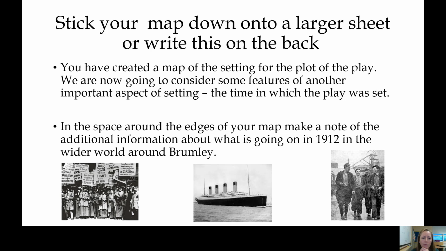So what I want you to do now is use the space around the edges of your map or on the back of your map to make a note about what is going on in 1912. So we know it's set in 1912. What implication does that have? What was going on in 1912 in the wider world around Brumley? There are some clues on the slide to help you. Again, use your own memory. You might want to go back to your notes and see what you can add. Come back to the video when you're ready.